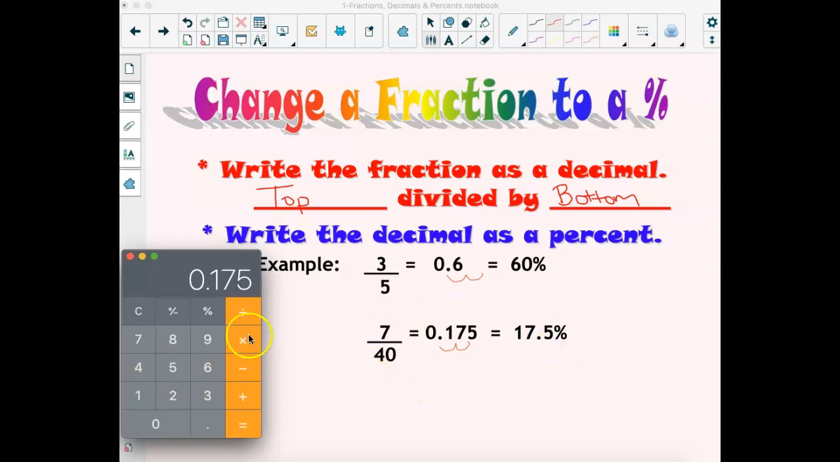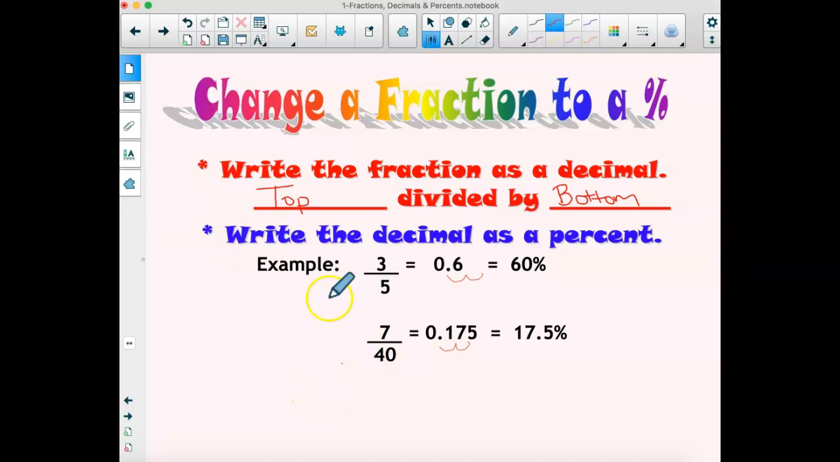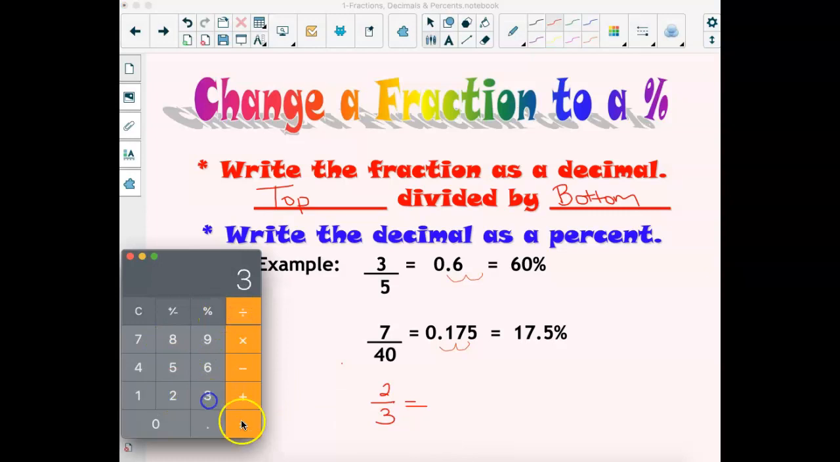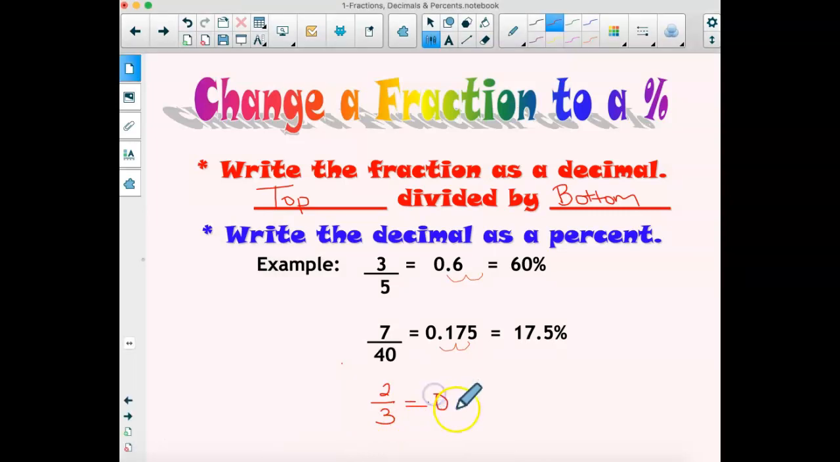Now, sometimes you won't get such nice decimals. Sometimes you might end up with like 2/3. And when you do 2 divided by 3, you get 0.66666, so it's a repeating decimal. Okay, I'm going to have you always round to the nearest hundredth, so 0.67, and then change that to a percent is 67%. Okay, again, pause the video if you need to and write any of that in your notes.